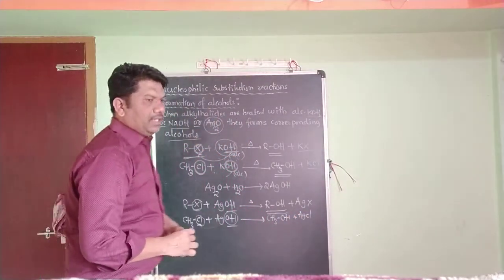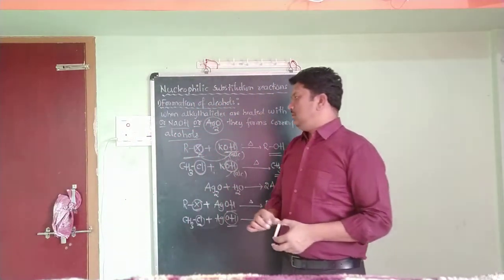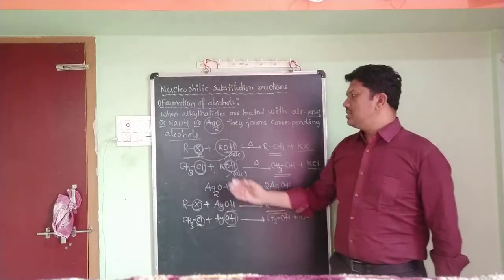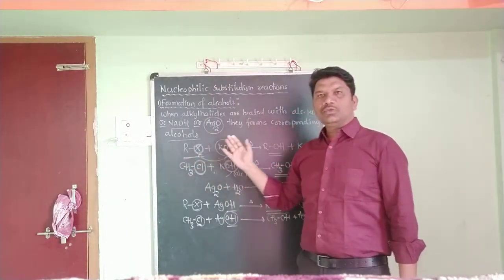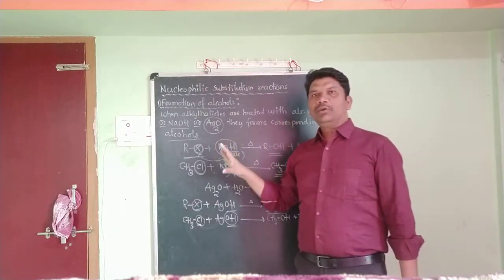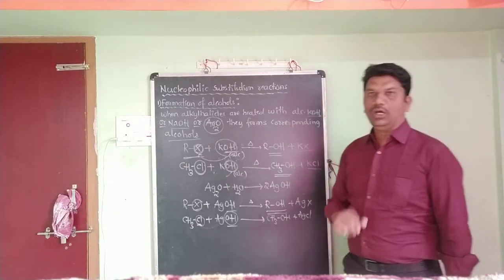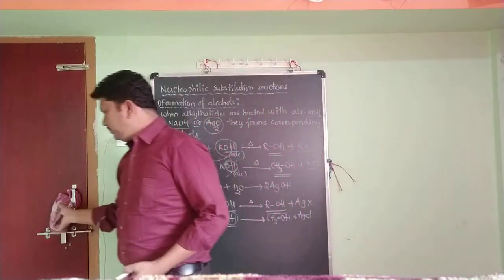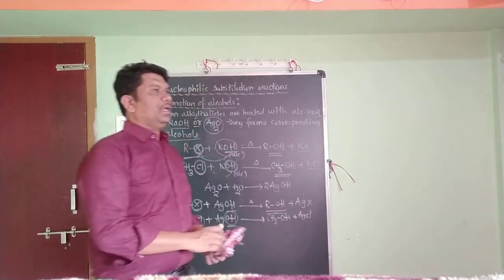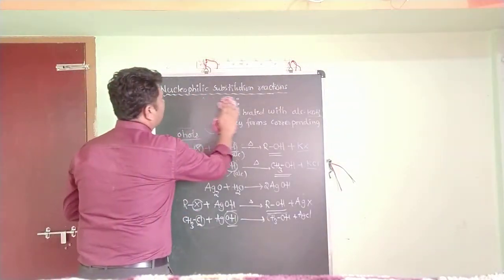So I hope it is clear. Nucleophilic substitution reactions are the reactions in which the existing weak nucleophile is substituted by a strong nucleophile, and this is one example for a nucleophilic substitution reaction, that is, formation of alcohols. That is one example. Then I'll move to the second example.